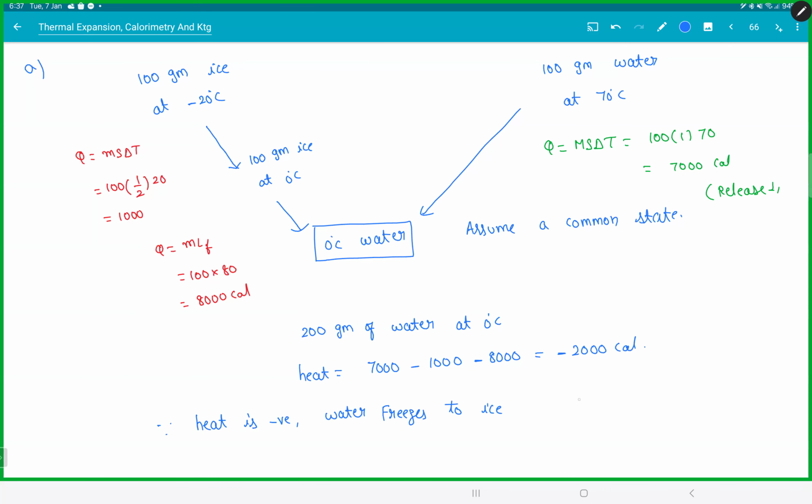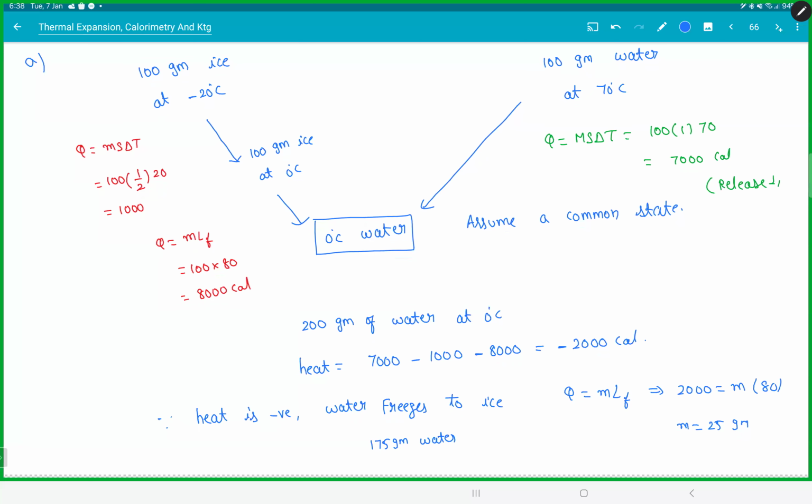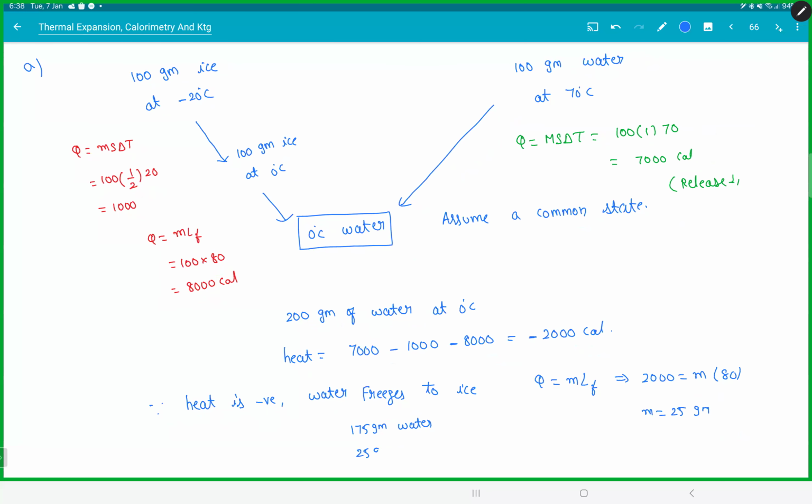So to compensate for 2000 calories, how much mass should form? Q is M into LF. So 2000 is equal to M into 80. That would be 25 grams. So therefore, your final answer, you have 175 grams of water, 25 grams of ice at 0 degrees. Temperature, it's a mixture. That will be your final answer. Is that making sense, what we did?